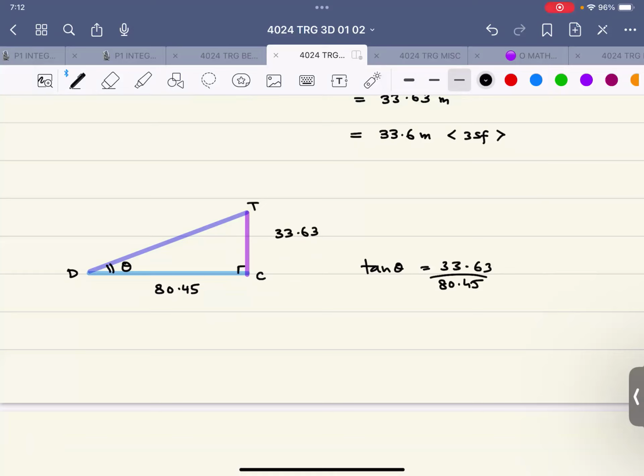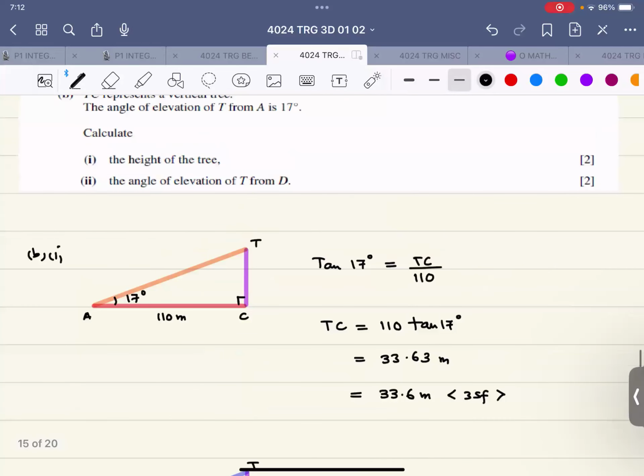And then shift and then tan. And this comes out to be 22.67 degrees, 69 degrees. Therefore, theta is 22.7 degrees, correct to 1 decimal place. So that is how this question is done.